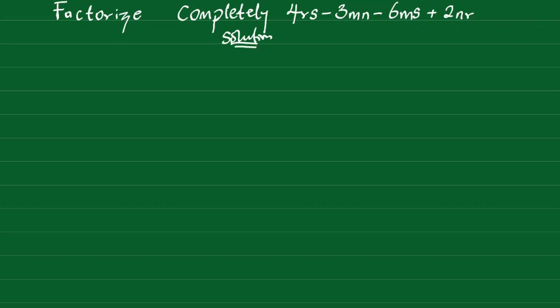Write solution. Then we'll copy out our expression: 4rs minus 3mn minus 6ms plus 2nr. Now, when we have something like this, straight ahead we move to collect like terms.